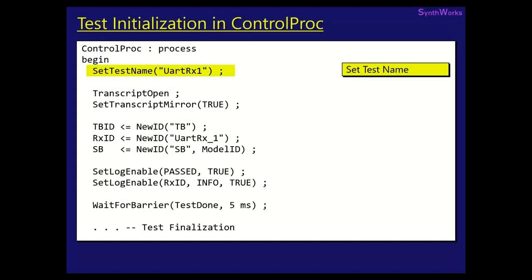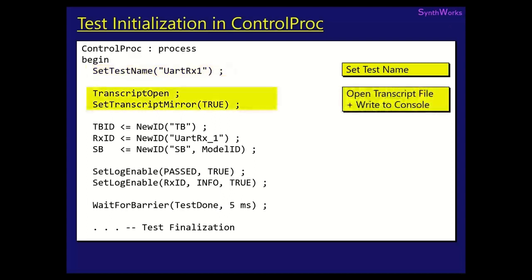Initializing our test, we set the test name. We open a transcript file. When we just say transcript open without any parameters, it's going to create a UART RX1.log matching the test name. When we open a transcript file, it says print things out to the file. Then transcript mirror says, also print them to console, please. So you get them. That's good for running debug simulations and such.